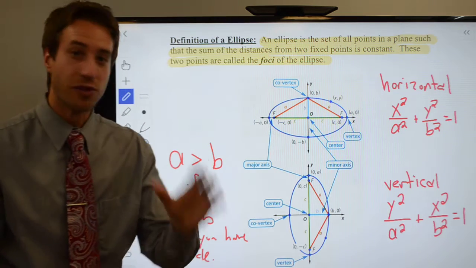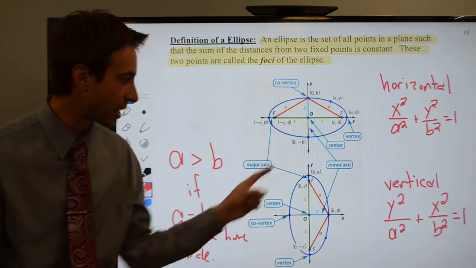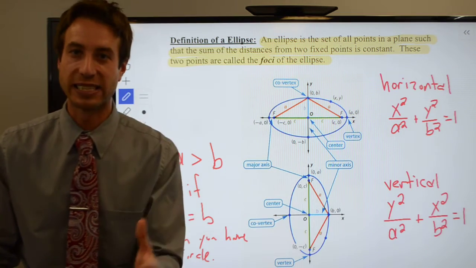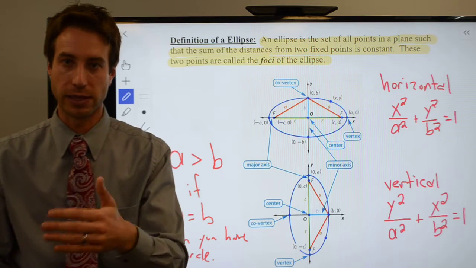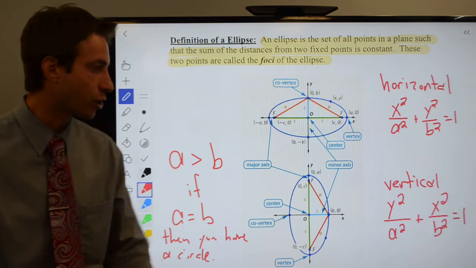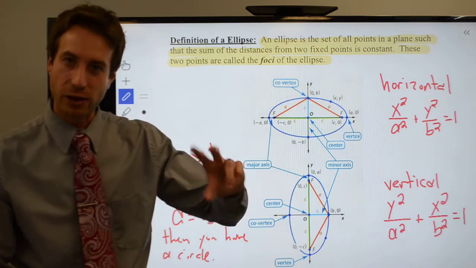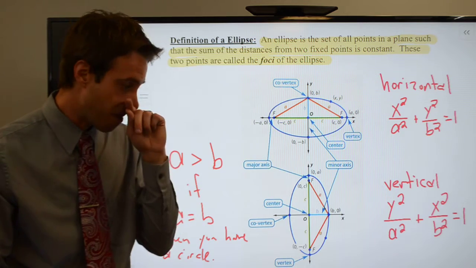Because in a circle, the major and minor axis are the exact same length. That's why you can't have an orientation for a circle. It's the same no matter which way that you look at it. So if a were equal to b, you'd have a circle, but we won't ever get that. A will always be a bigger number than b, and that'll tell you the orientation of the major axis.